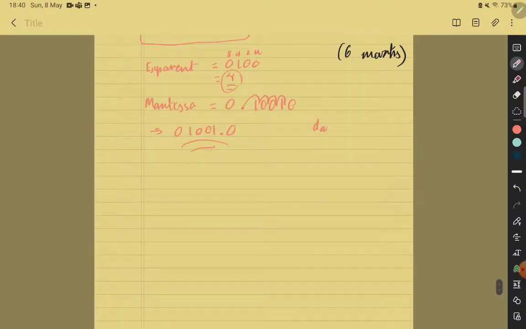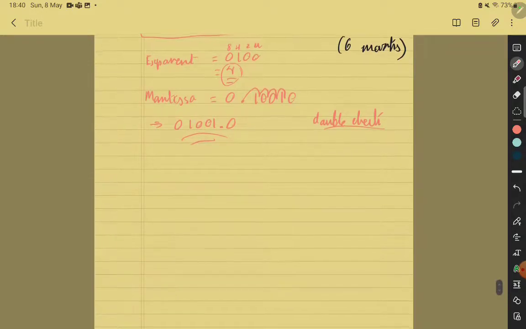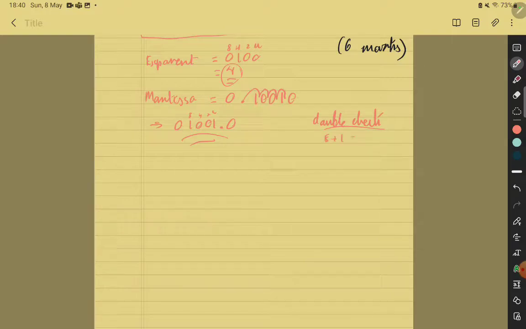And that's a double check. Make sure to emphasize that it's a double check. I'm going to turn this into its true form. That's equal to units, 2's, 4's, 8's: 8 plus 1, which is equal to 9.